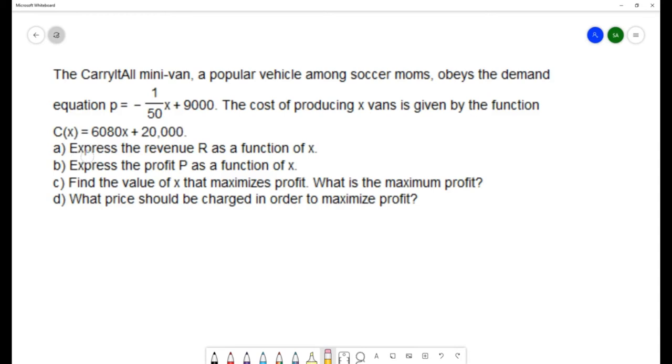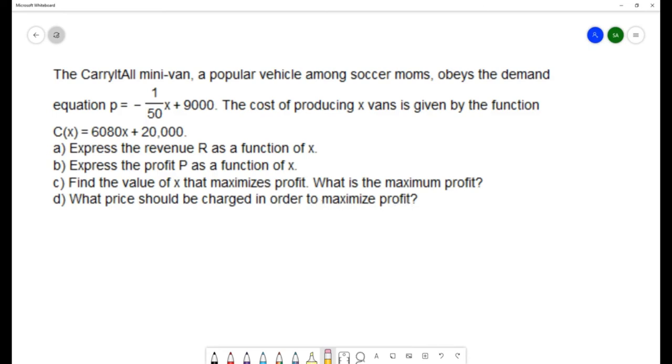Part A, express the revenue as a function of X. Express the profit P as a function of X. Find the value of X that maximizes the profit. What is the maximum profit? What price should be charged in order to maximize the profit?